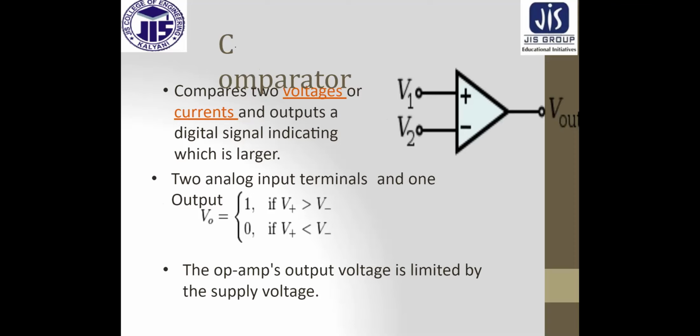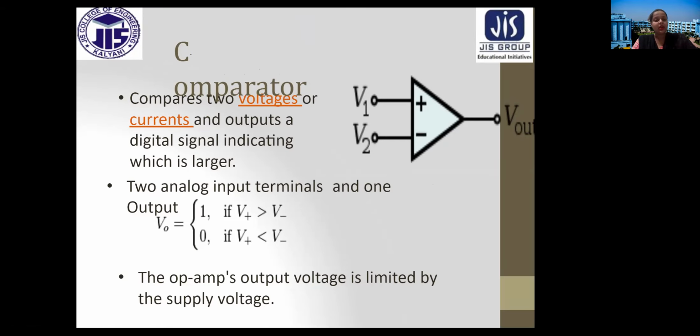Now the first one, comparator. What does a comparator do? A comparator compares two voltages or currents and outputs a digital signal indicating which is larger. There are two analog input terminals and one output terminal for a comparator. The op-amp output voltage is limited by the supply voltage.